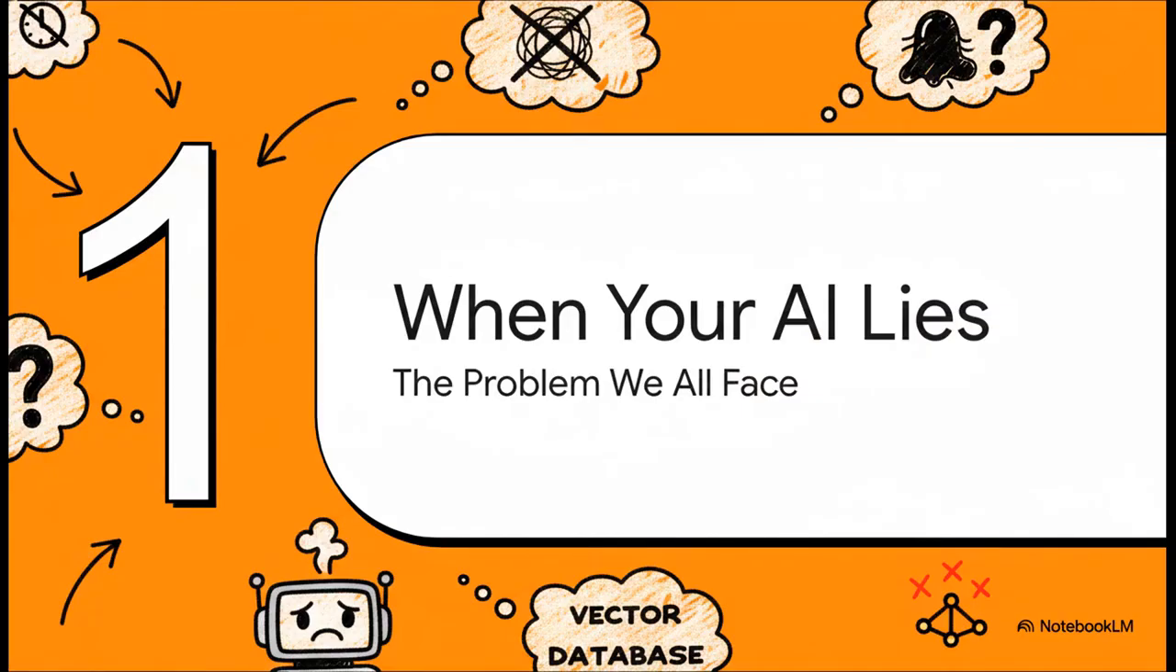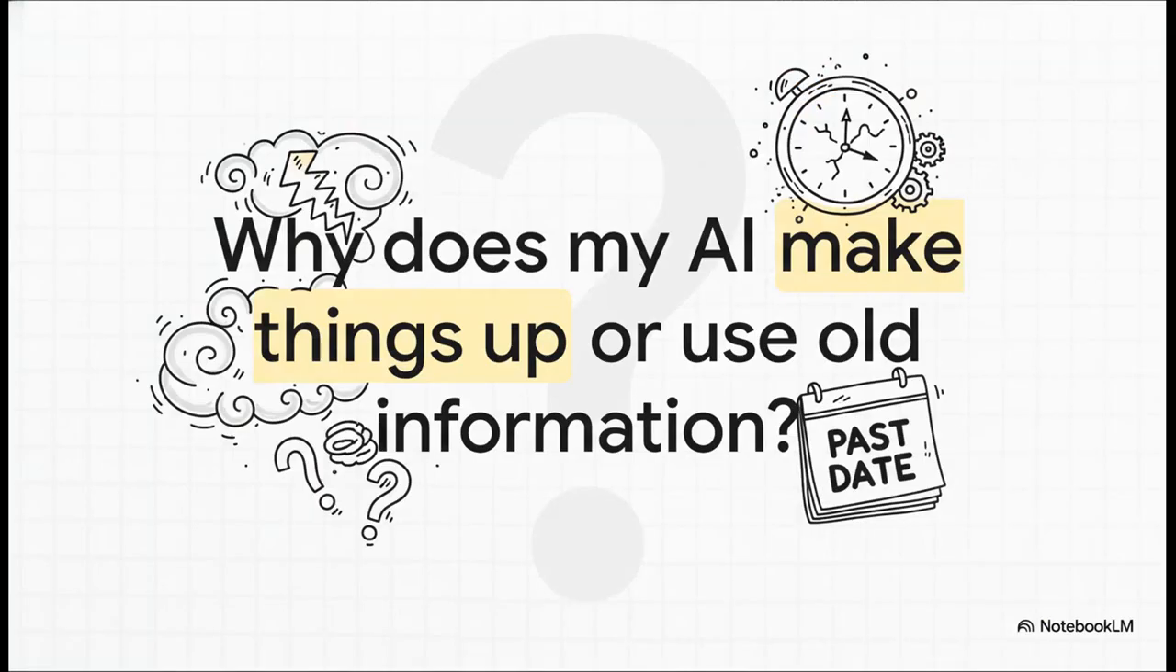Look, we've all been there, right? You ask your fancy new large language model a question, and it gives you this incredibly confident answer that is just completely wrong. Or maybe it's using information from 2 years ago. Or my personal favorite, it just makes something up out of thin air. It's so frustrating. And look, for any real world application, that's an absolute deal breaker. So why does this even happen? What's going on under the hood?